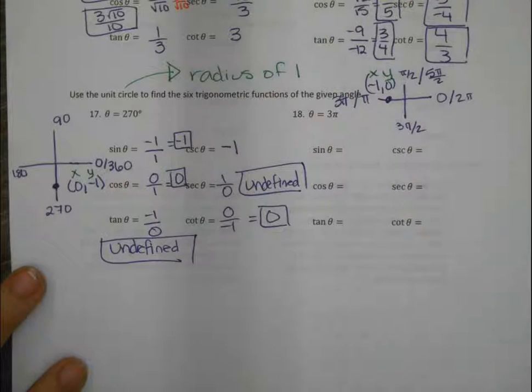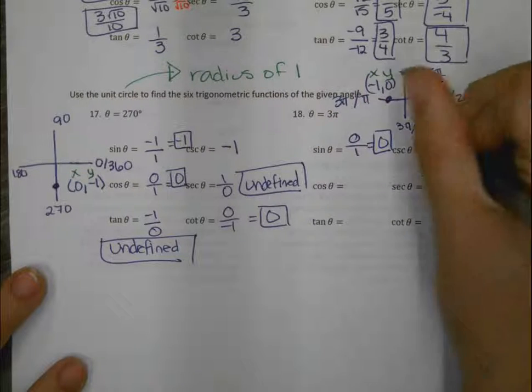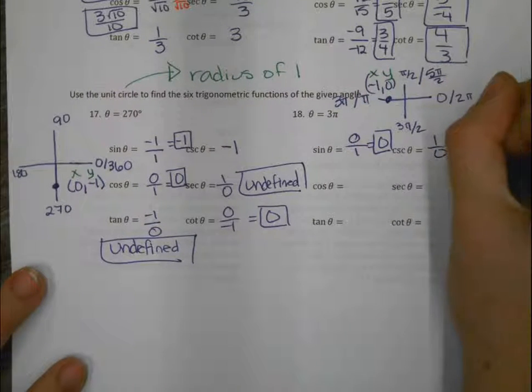Then I plug into those formulas. So sine is y over r. So I have 0 over 1, which is just 0. Cosecant flips it. I have 1 over 0, which is undefined.